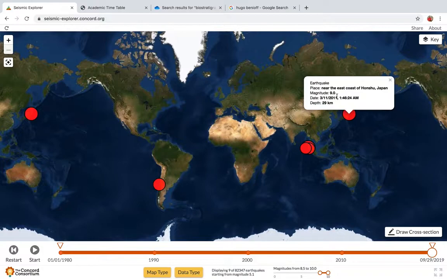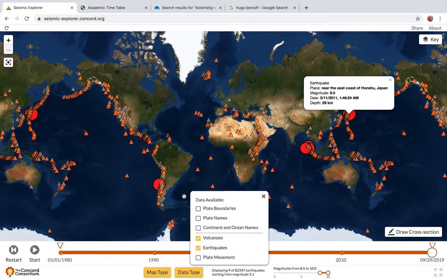All right, so this is super neat. So you can do a bunch of really fun things here. You can also throw earthquakes or volcanoes on. And you should be able to see that correlation right here between volcanoes.